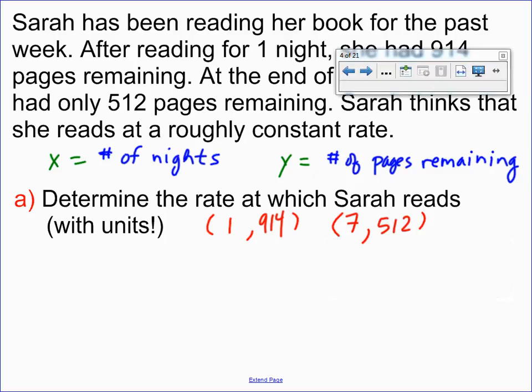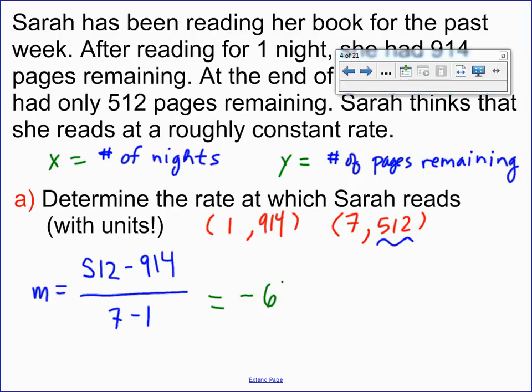Remember, the rate of change in the number of pages remaining with respect to the number of nights spent reading, that's my slope calculation. So we'll go ahead and do our slope m is given by y sub 2 minus y sub 1 all over x sub 2 minus x sub 1. And I'm getting 512 minus 914 all over 7 minus 1. And so when I do this, I got negative 67. Negative 67. Raise your hand if you have the numerical answer, negative 67.